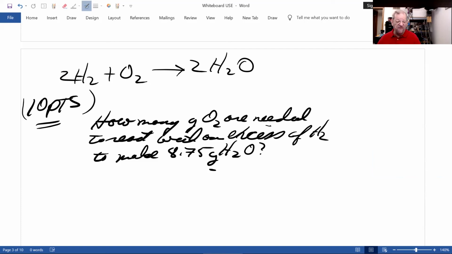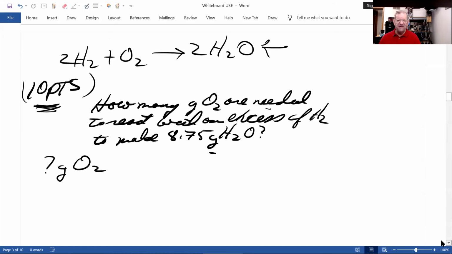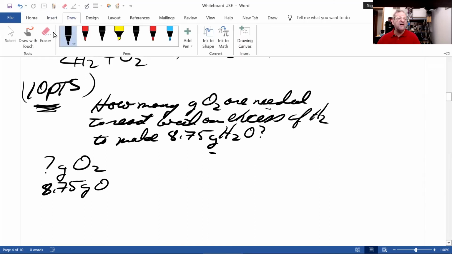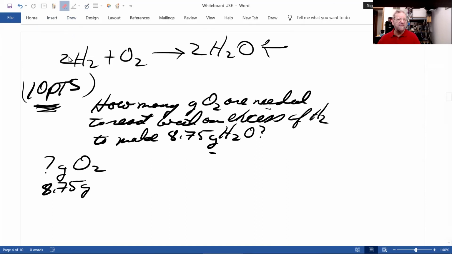How many grams of oxygen are needed to react with an excess of hydrogen to make 8.75 grams of water? And you're also given the balanced chemical equation. And it's 10 points. Well, what are we trying to find? Grams of oxygen. What are we given? We're given 8.75 grams of water.